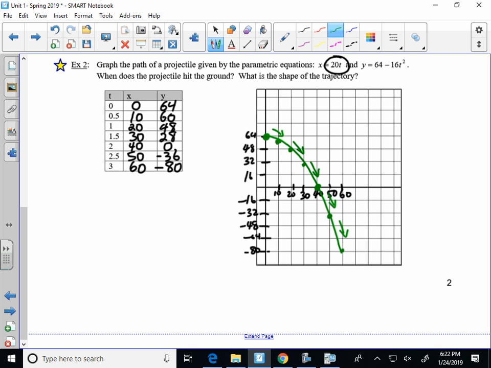So when does the projectile hit the ground? We would say after 2 units of time the projectile will hit the ground.